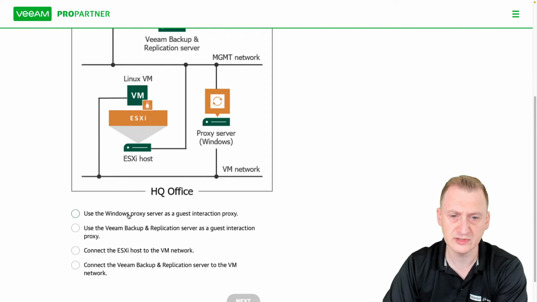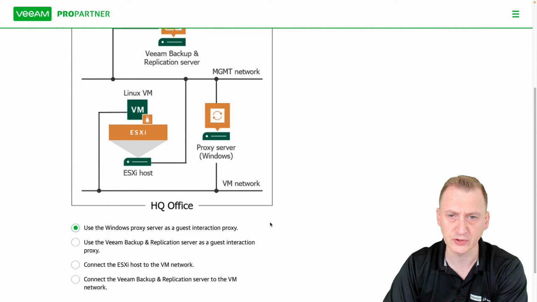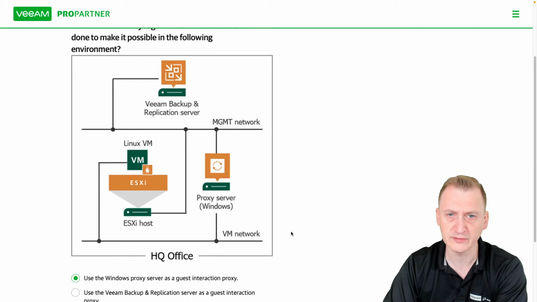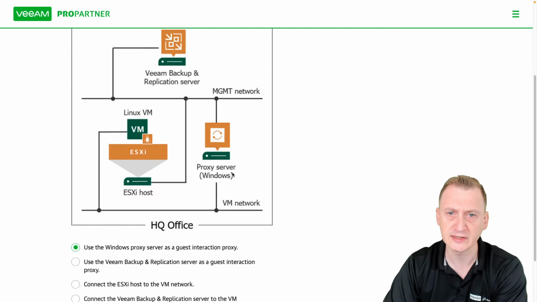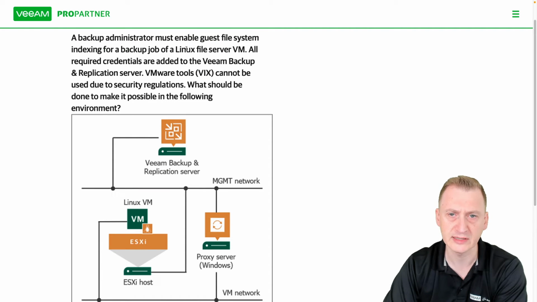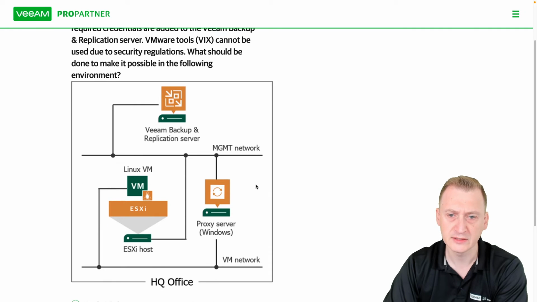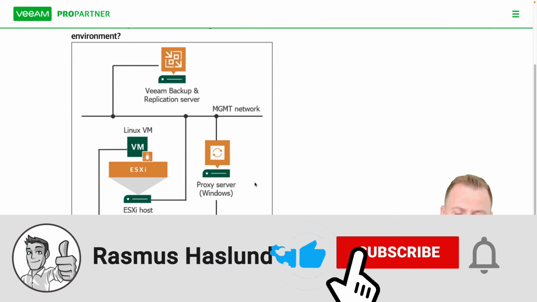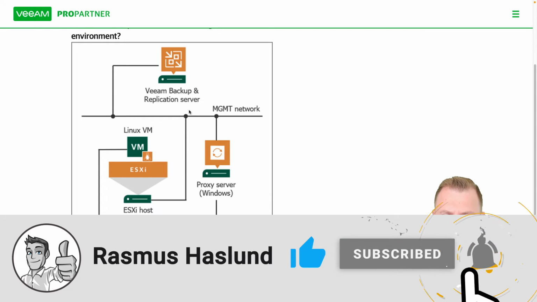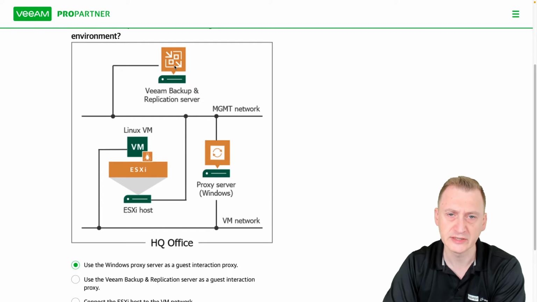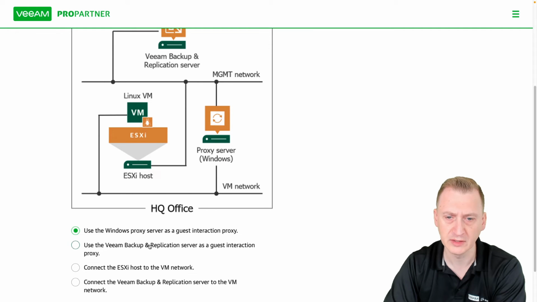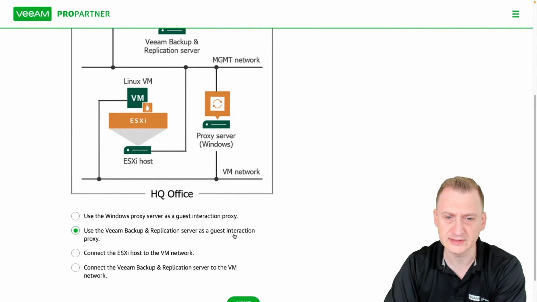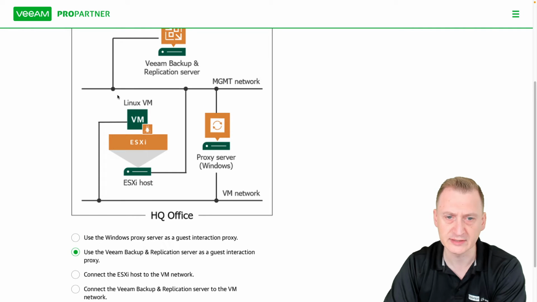Let's see here. Use the Windows proxy as a guest interaction proxy. This is a little bit similar to one of the questions we had earlier. And if you remember, the problem is that for Linux VMs, and this was a Linux VM, the guest interaction proxy is not used. Instead, it's always the backup and replication server. The issue is I don't have any direct way to talk to this Linux machine. So we can't use the proxy server. We can't really use this as a guest interaction proxy because it's not on the right network.